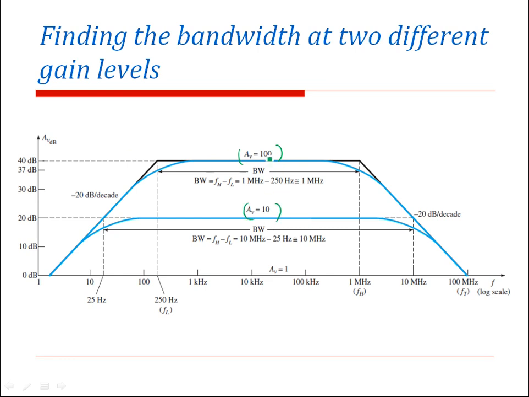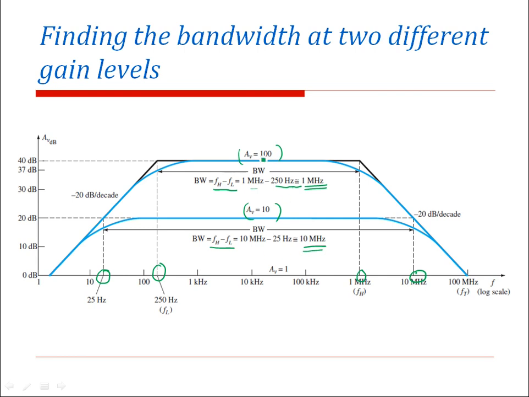So here the midband gain is 100 and the bandwidth you can find as the difference between fH and fL. So here fH is 1 megahertz for this particular Av equal to 100 and fL is 250 hertz. So if you take the difference, it is again approximately equal to 1 megahertz. This is only in the hertz range, isn't it? And if you take Av equal to 10, you have the bandwidth fH minus fL. For this, fL is 25 hertz and fH is 10 megahertz, or the difference is again 10 megahertz.